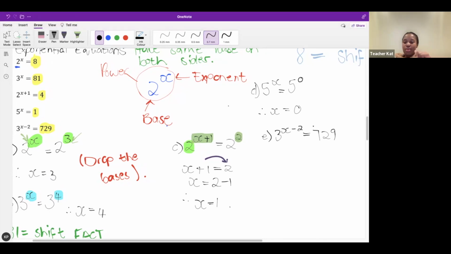All right, let's go back to shift fact. 729. Tell me how to rewrite that with a base of 3. x minus 2 equals, I'm going to be waiting. 729 equals shift fact.